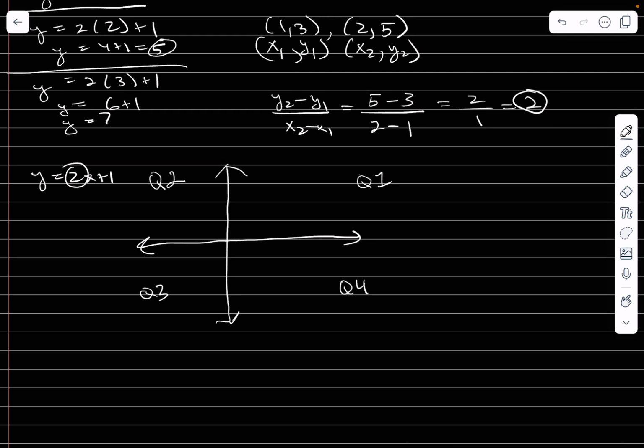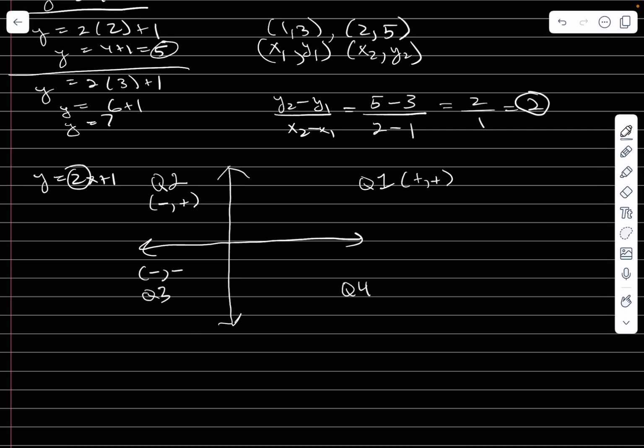Q1 is usually all positive integers. We're just dealing with positive. So the x and the y are both positive. Q2, it's a little different now. The y will still be positive, but the x is now negative. Q3, the y is negative, but so is the x. Q4, the y is still negative, but now the x is positive. It's a great way to remember the first time.